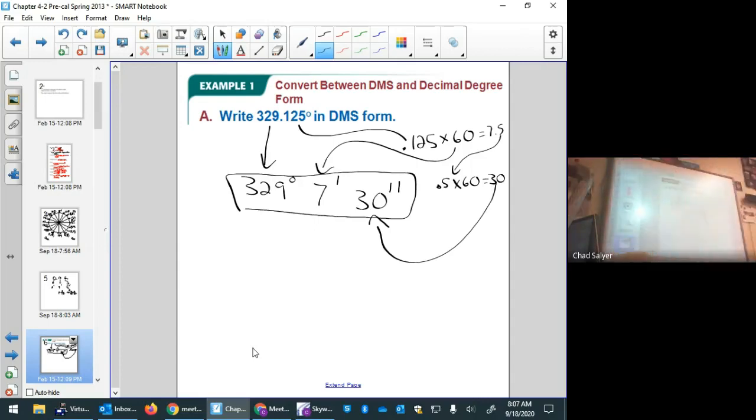Degrees, minutes, seconds. Often used to describe changes in course for a naval vessel or an aeronautical vessel.